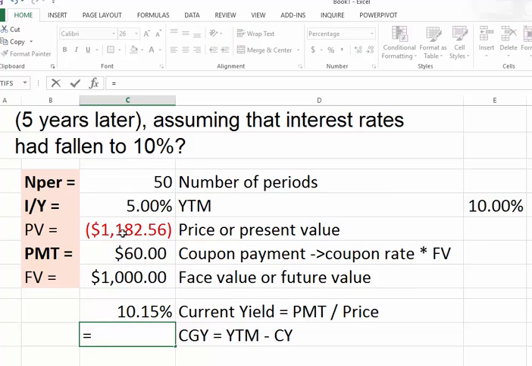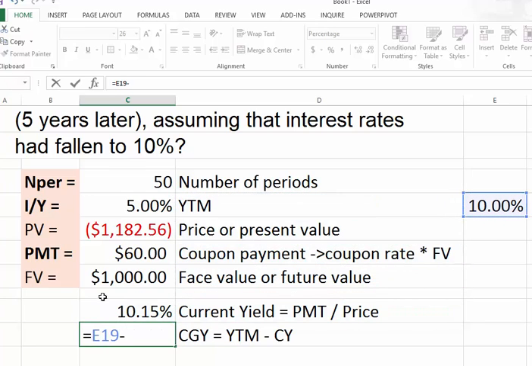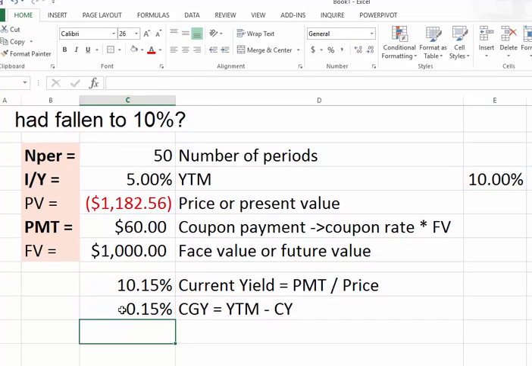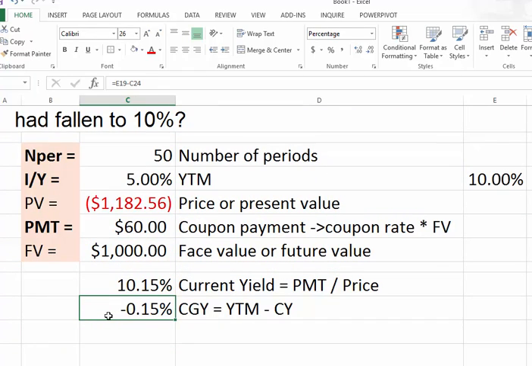The difference between the yield to maturity and the current yield gives us the capital gains yield. So in this case, we have a capital gains loss of 0.15% per year. And it makes sense because the value of a premium bond declines over time. So we are making more in our coupon, our interest is higher than the 10%, but we lose a portion of it from the depreciation in the value of the bond as time passes by.